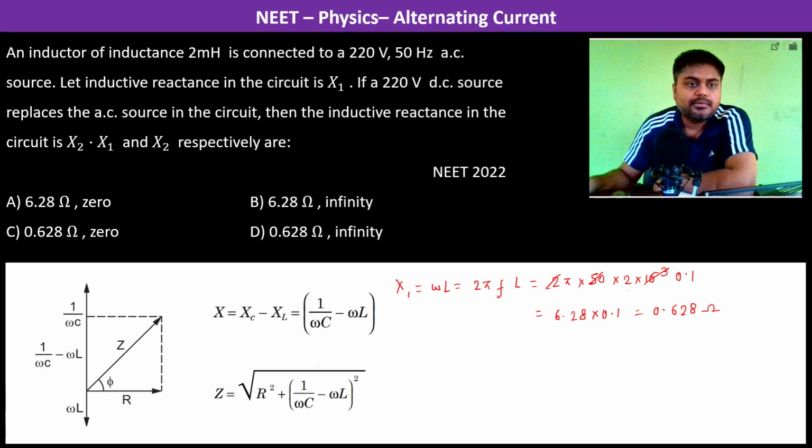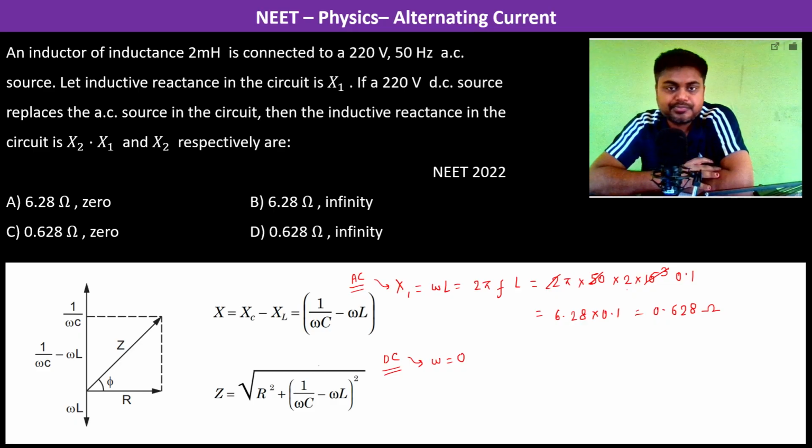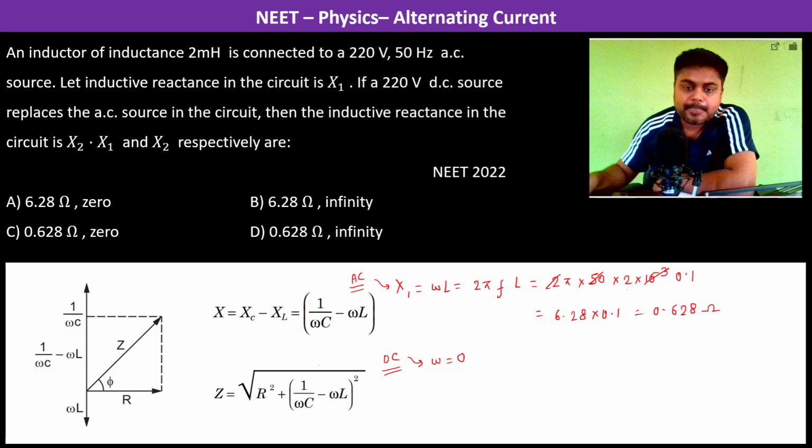Now, if a 220 volt DC source, so this was for the AC source. Now for a DC source, omega becomes 0 because the frequency is 0. As frequency is equal to 0, omega L also becomes 0. So therefore the inductive reactance X2 is 0.